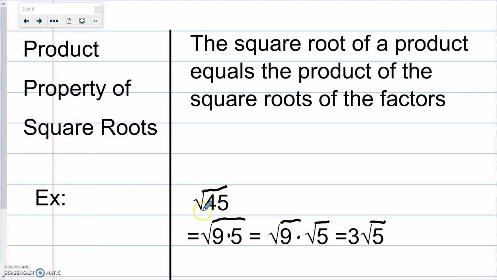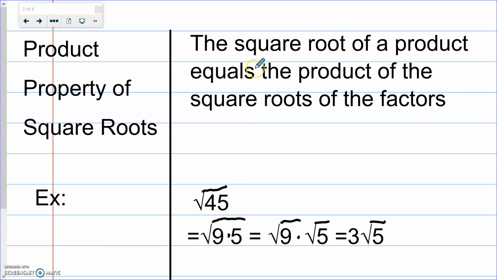Our example is the square root of 45. 45 is not a perfect square, so we cannot take the square root of it and have it be a nice whole number. But if we notice, 45 is equal to 9 times 5. 9 times 5 equals 45, so that's not really changing anything.